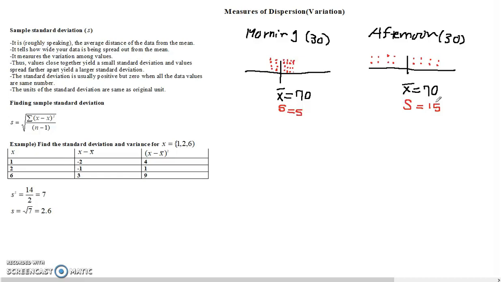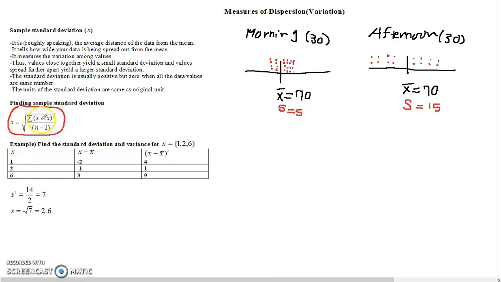We'll talk about that in a later video. So let's just make sure that we are using sample standard deviation, with a small lowercase letter s. If you want to find the sample standard deviation, this is going to be our formula.